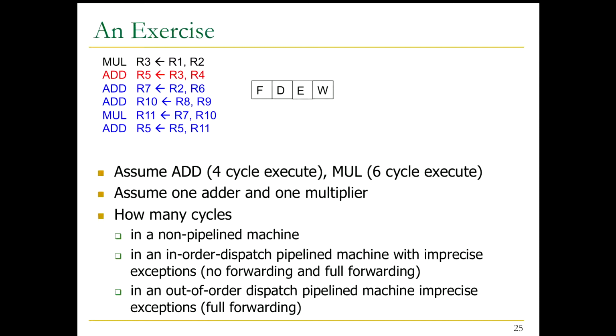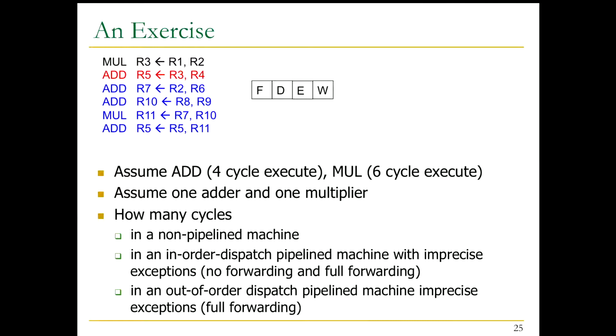And we're going to assume a pipeline that looks like this, but we're going to assume add takes 4 cycles, 4 execute cycles, multiply takes 6 cycles. We're going to assume one adder and one multiplier, and they're going to be pipelined. So you can pipeline an adder and multiplier such that it takes 4 stages, 4 cycles, but you input an instruction every cycle. And multiplier is also pipelined at 6 cycles. Then there are a bunch of questions.